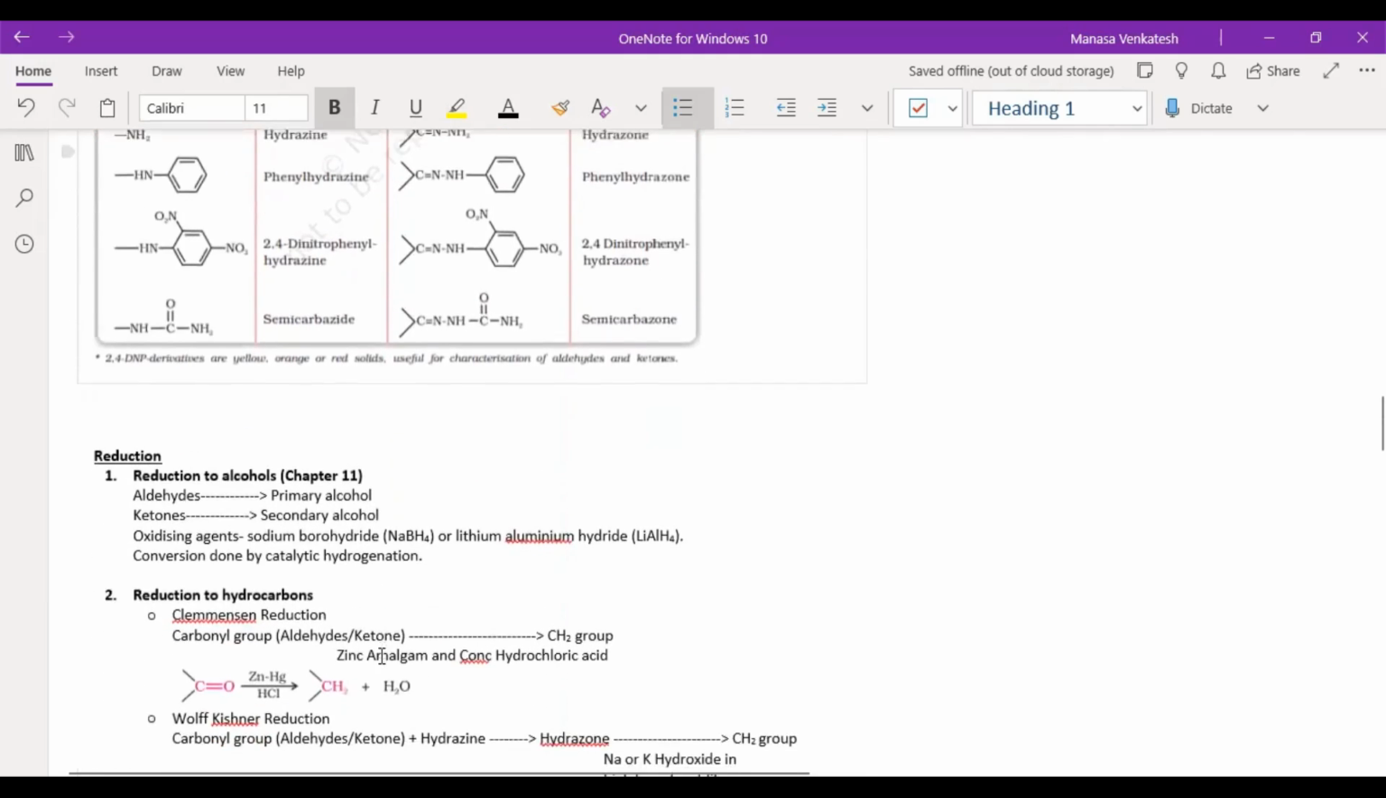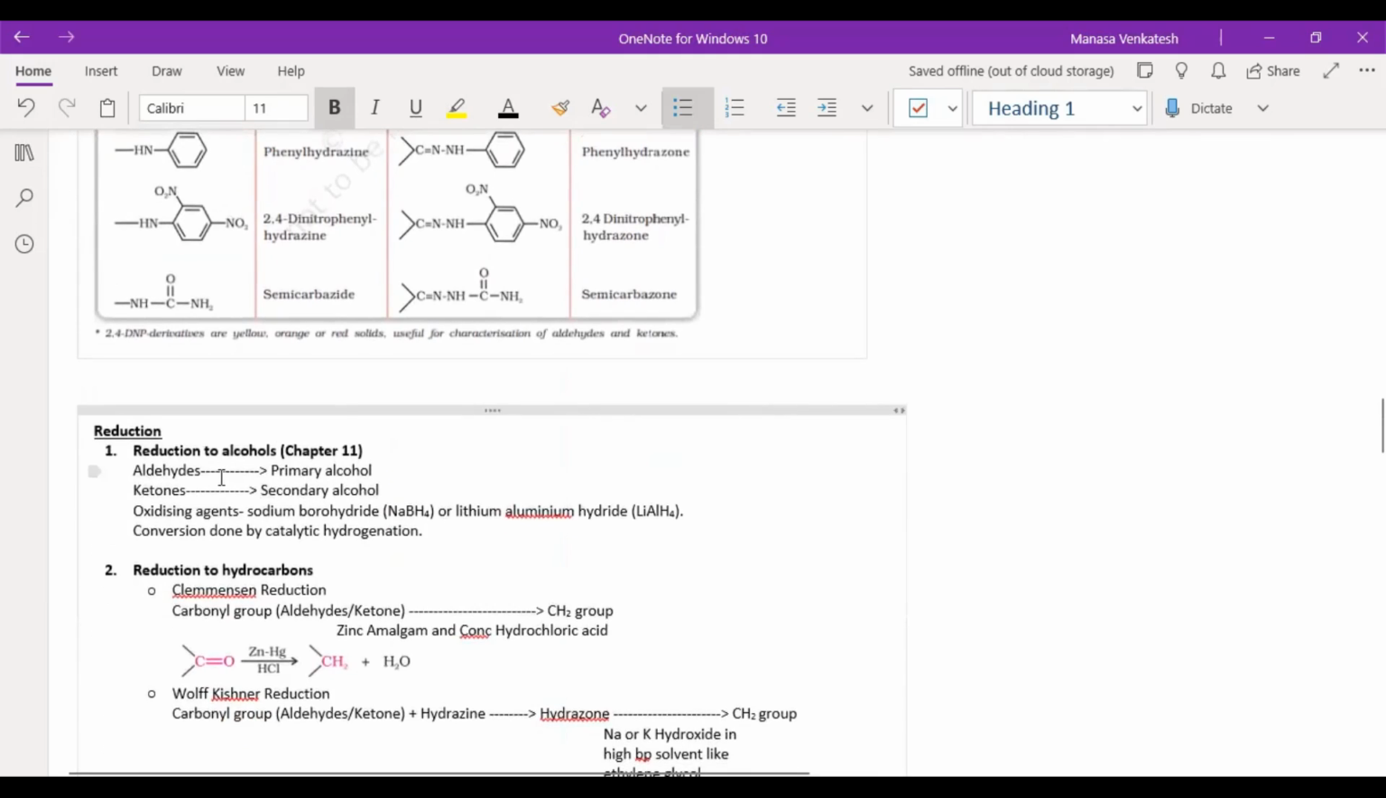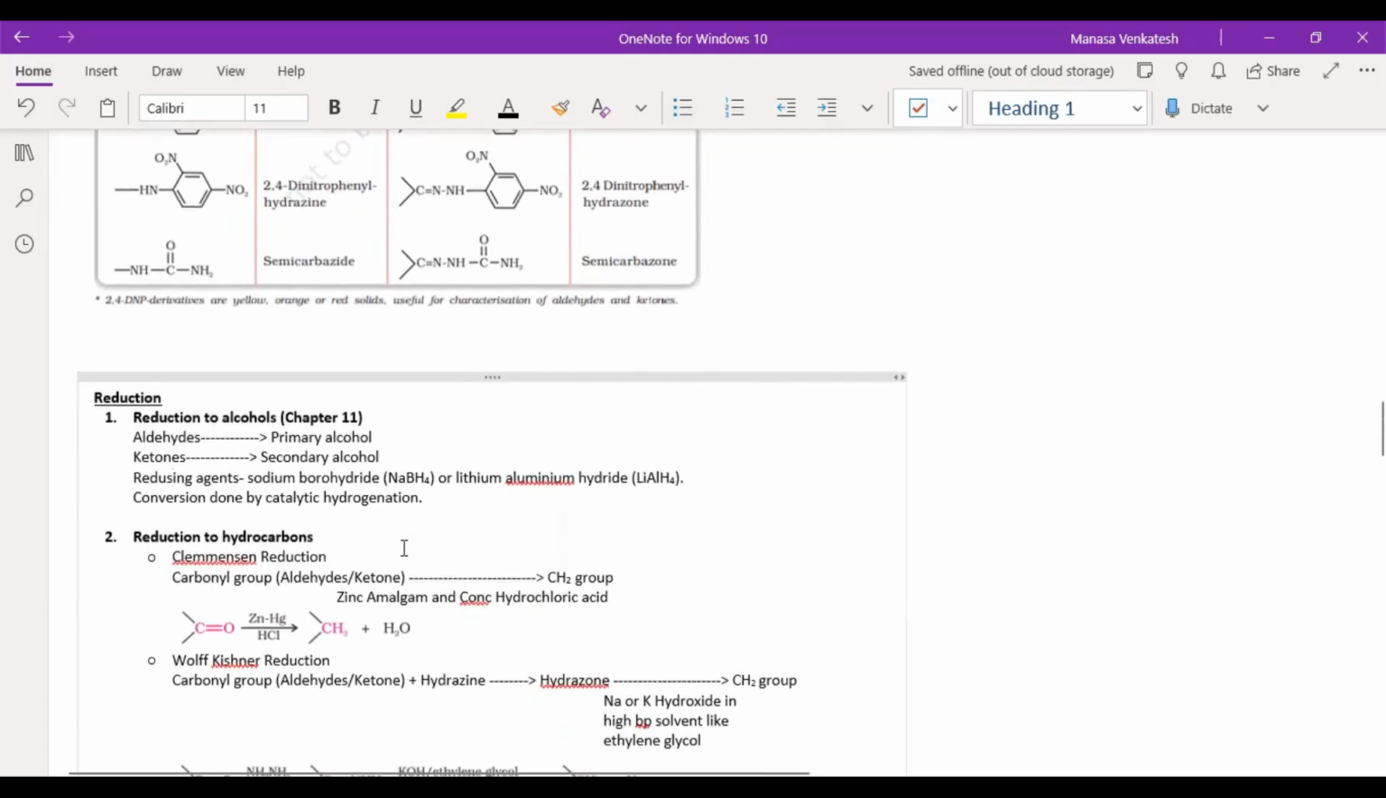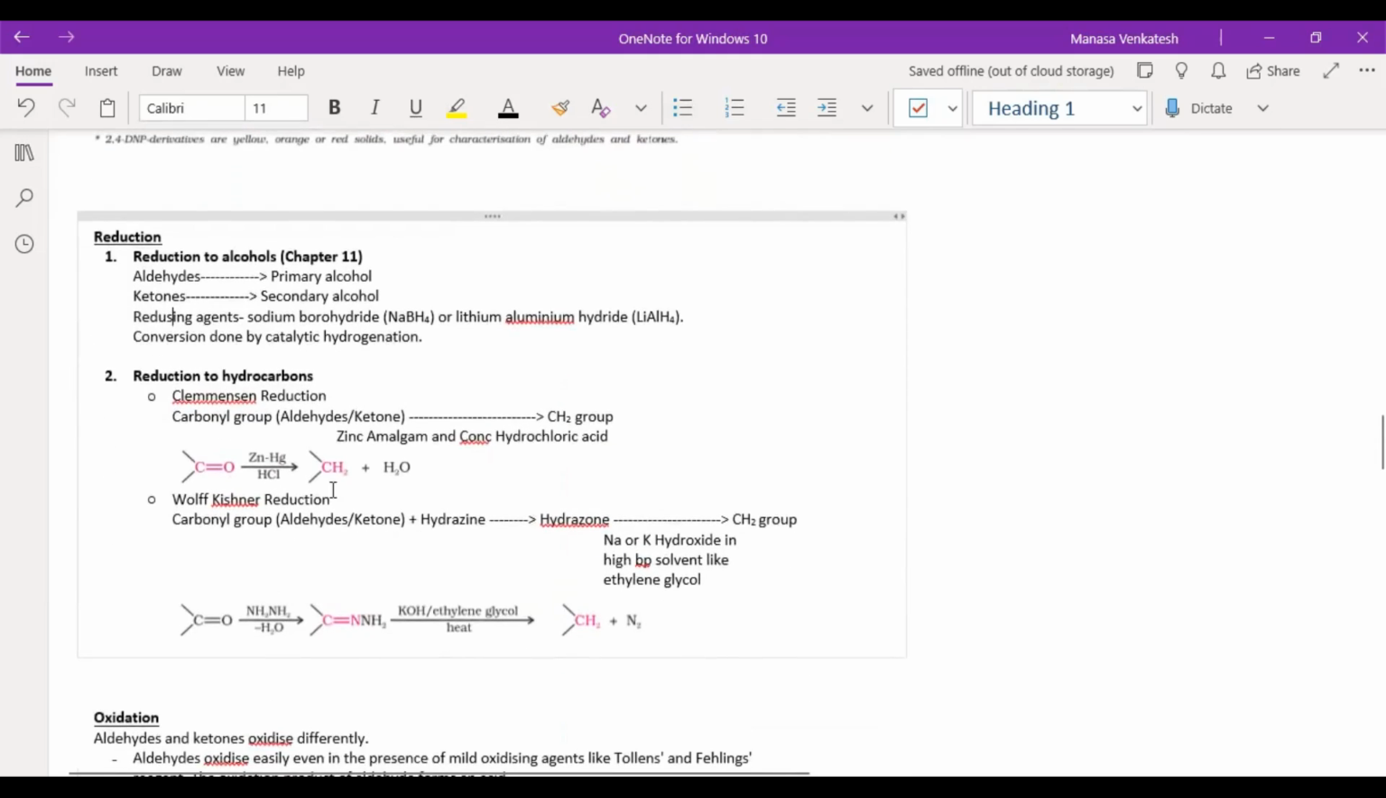The next one is reduction reactions. Aldehydes get reduced to primary alcohols, whereas ketones get reduced to secondary alcohols. And I'm sorry, here it should have been reducing agent. So the reducing agents used are sodium borohydride or lithium aluminium hydride. The next one is reduction to hydrocarbons. Here you have two named reactions, Clemmensen and Wolff-Kishner reduction.